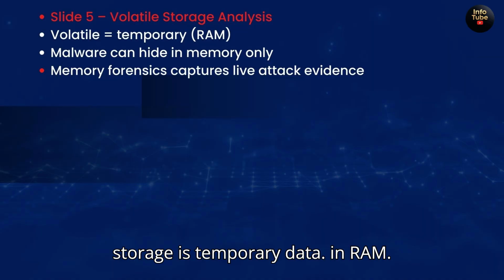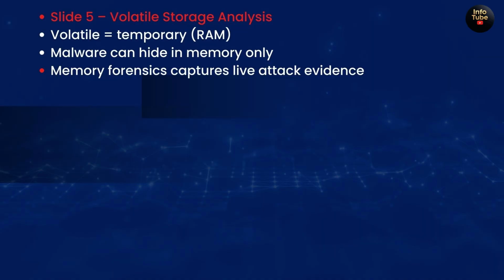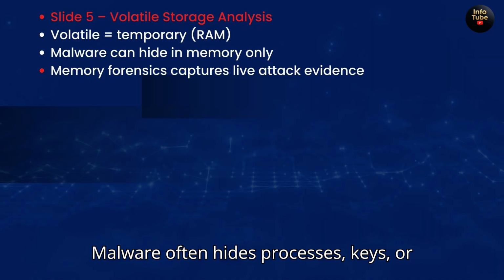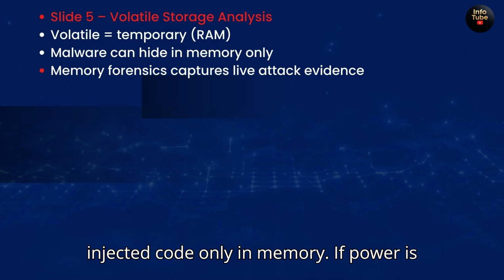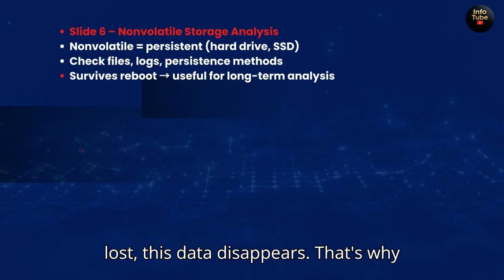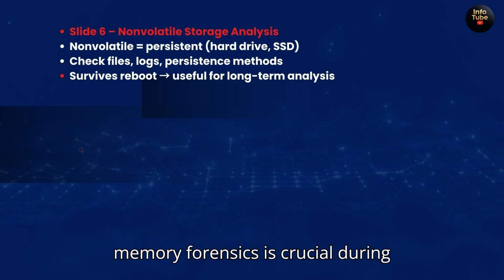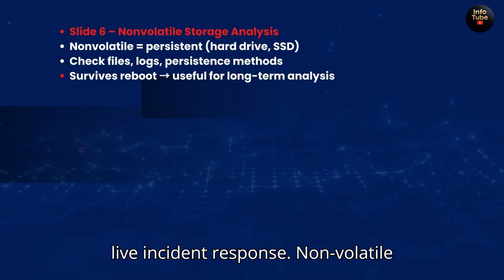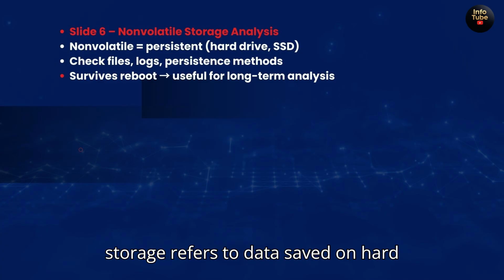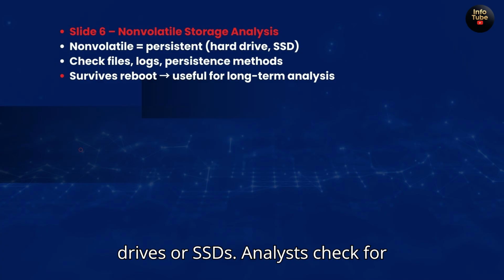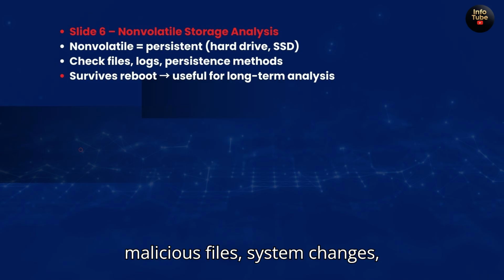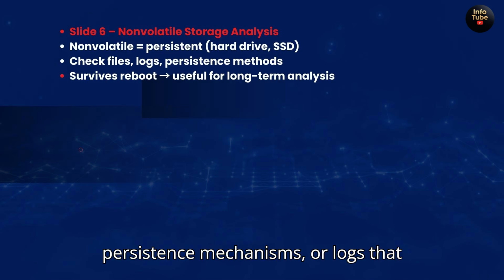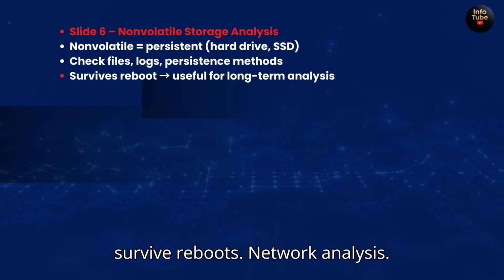Volatile storage is temporary data in RAM. Malware often hides processes, keys, or injected code only in memory. If power is lost, this data disappears. That's why memory forensics is crucial during live incident response. Non-volatile storage refers to data saved on hard drives or SSDs. Analysts check for malicious files, system changes, persistence mechanisms, or logs that survive reboots.